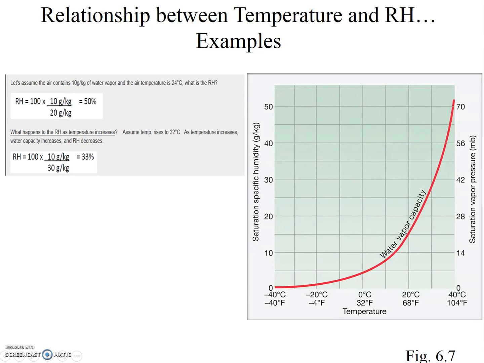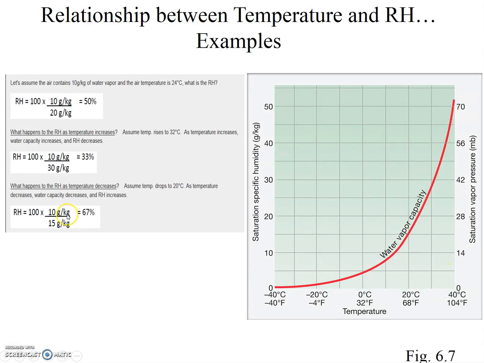What happens as temperature increases? Now let's assume the temperature is 32 degrees C. The amount of water vapor in the air is still 10 grams per kilogram. But now it's warmer, 32 degrees C, and the water holding capacity is about 30 grams per kilogram. So 10 divided by 30, the relative humidity is now 33%. As the temperature went up, the water holding capacity of the air went up, so the relative humidity went down. The air is not as full of water at this higher temperature, even though the same amount of water is present in the air.